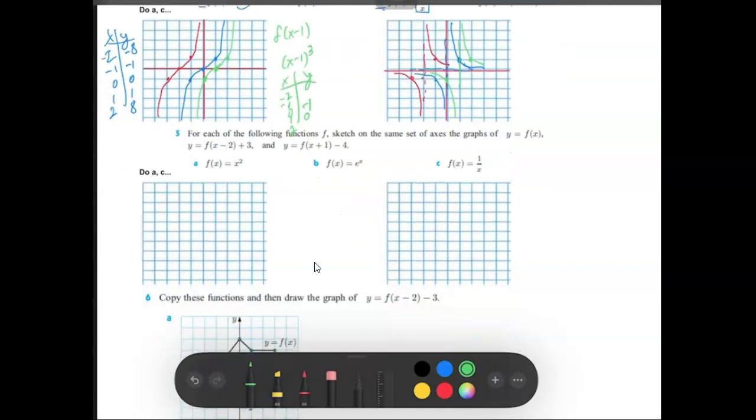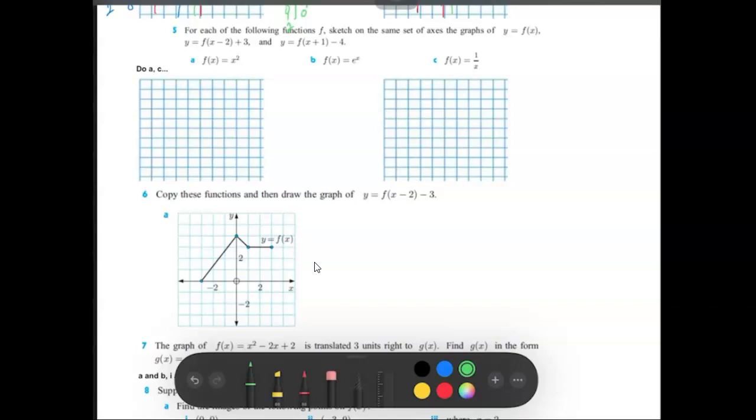Let's go down to number 5. For each of the following functions f, sketch on the same set of axes the graph of y equals f of x, y equals f of x minus 2 plus 3, y equals f of x plus 1 minus 4. So these are a little bit more difficult. You can see that this is the parent function, but minus 2 plus 3 would be right 2 and up 3, right? And in f of x plus 1 minus 4, that would be left 1 and down 4, right? So let's try to do this one. First thing we're going to do is the parabola again.